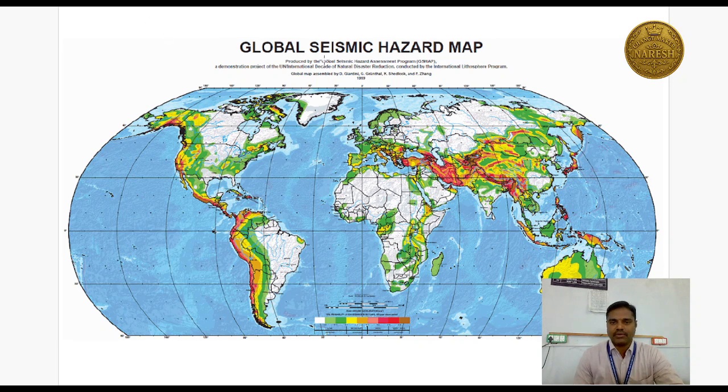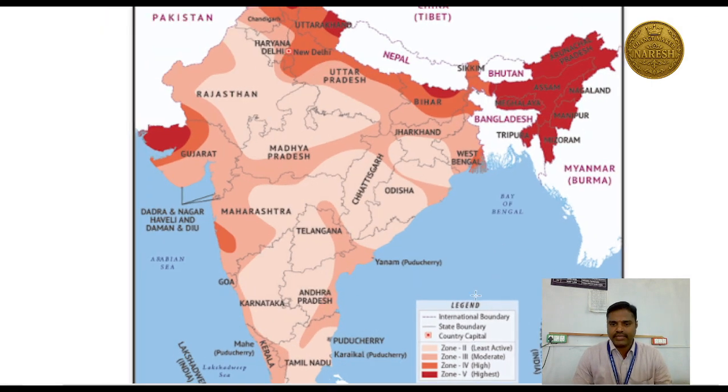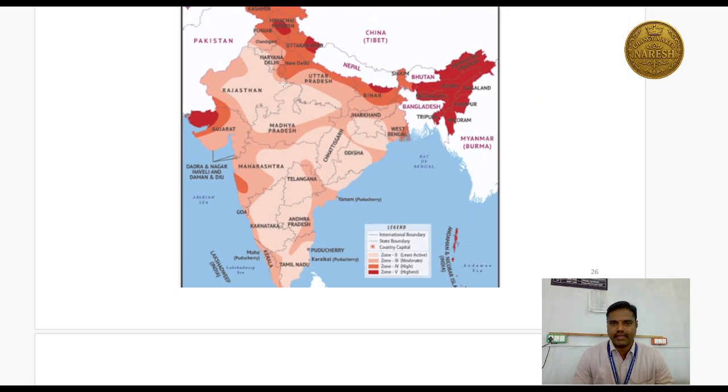So when you see the global seismic hazard map, if you see the red colors, the intensity of the earthquake is very high, and where it is green, the intensity is very low. These are the two things you can find from this world map. When you look at the Indian map, let me zoom in. Here Zone 2 is the light color, the least earthquake zone. Zone 5 is the highest, and the eastern states also have more earthquakes. These are the places where earthquakes are very high.